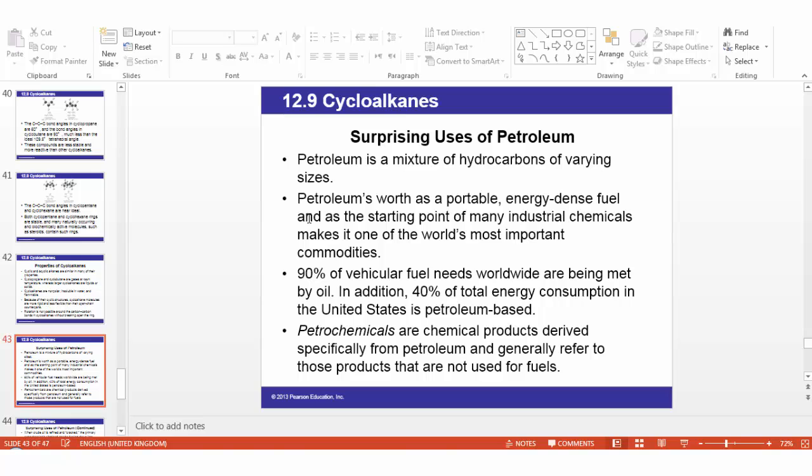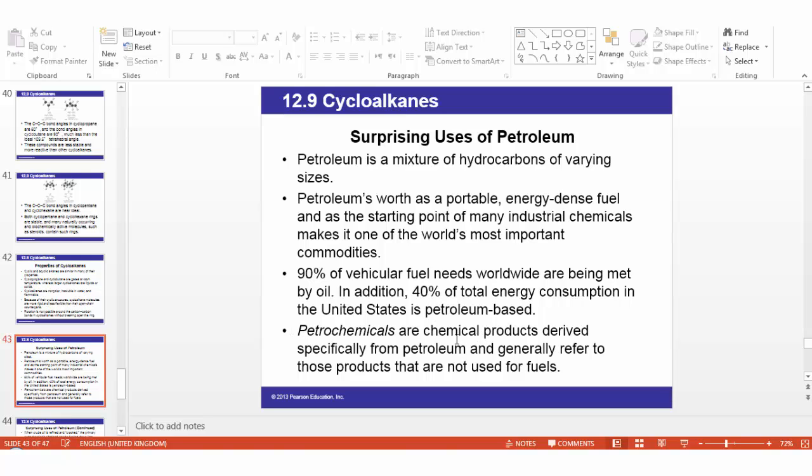Surprising uses of petroleum. Petroleum is a mixture of hydrocarbons of varying sizes. Petroleum works as a portable, energy-dense fuel and is the starting point of many industrial chemicals, which makes it one of the world's most important commodities. 90% of vehicle fuel needs worldwide are being met by oil. In addition, 40% of total energy consumption in the United States is petroleum-based.